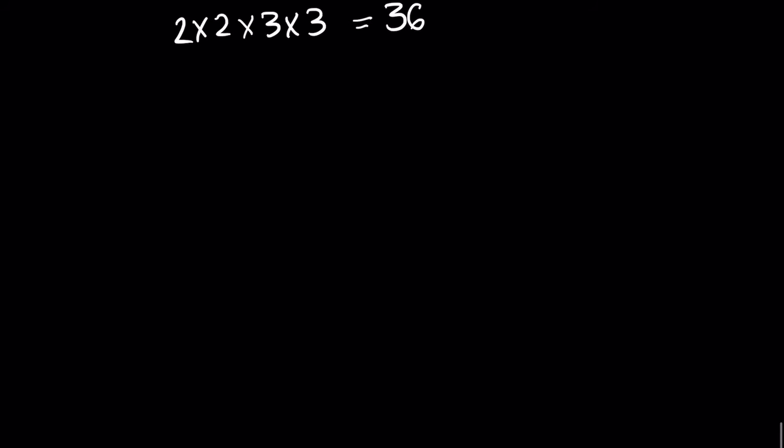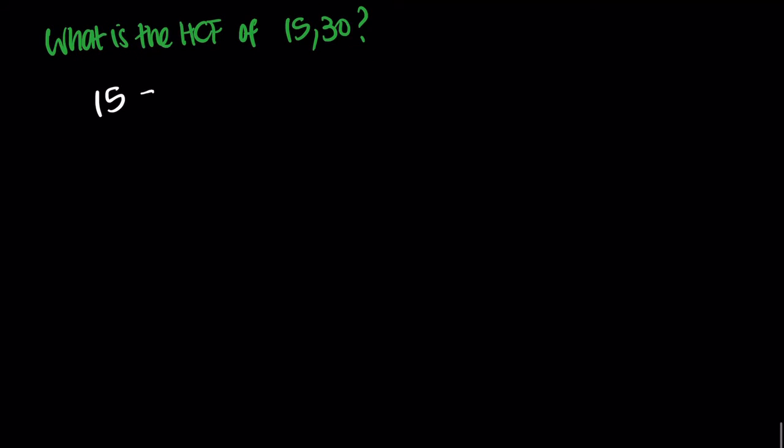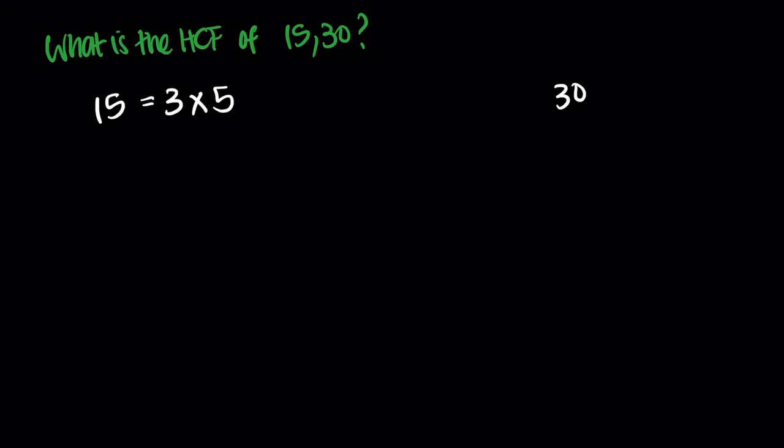So let's do an example. Let's find the HCF of 15 and 30. Well, using the table, we find 15 as a product of prime factors, which we already determined was 3 multiplied by 5. Now let's find 30 as a product of prime factors.